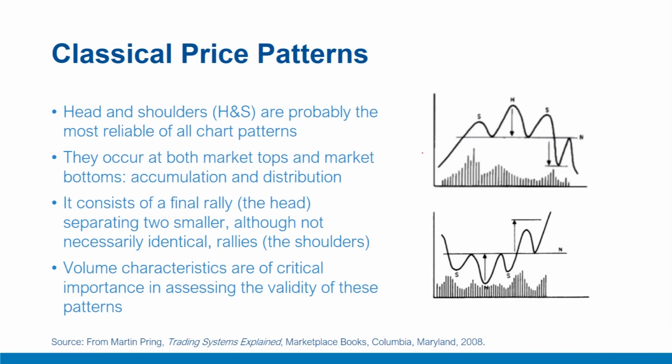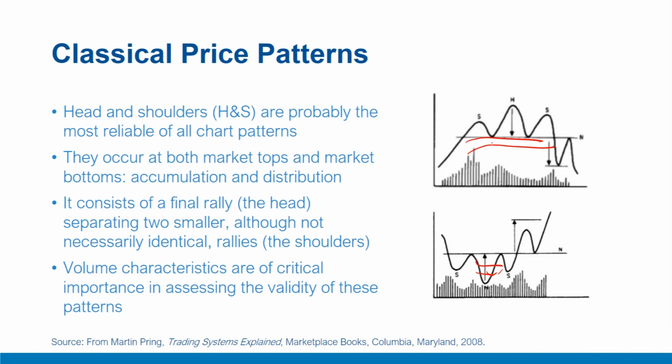Next, we have head and shoulders patterns, which are probably the most reliable of all the patterns. They occur both at market tops and bottoms, as we can see here in the figure. So there's a market top and bottom also. This figure is a typical head and shoulders distribution pattern, where it moves from strong to weak hands, while the bottom one is an accumulation kind of pattern.